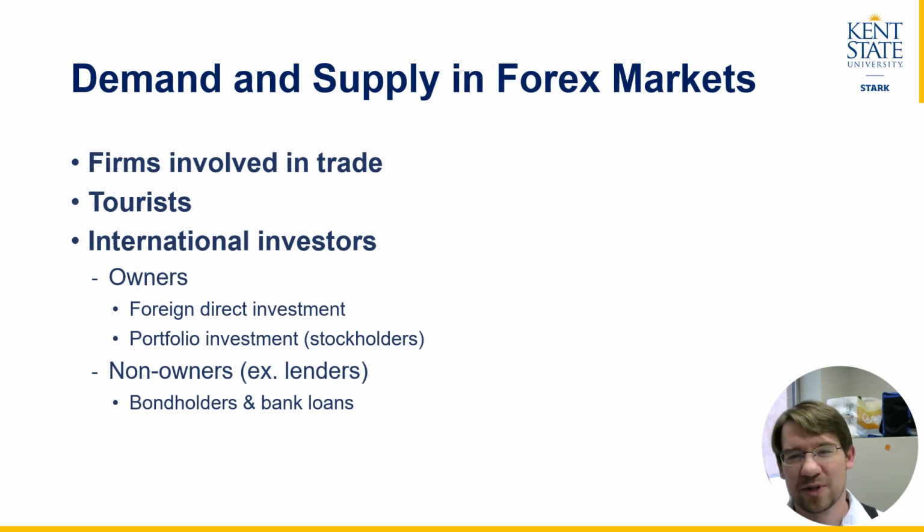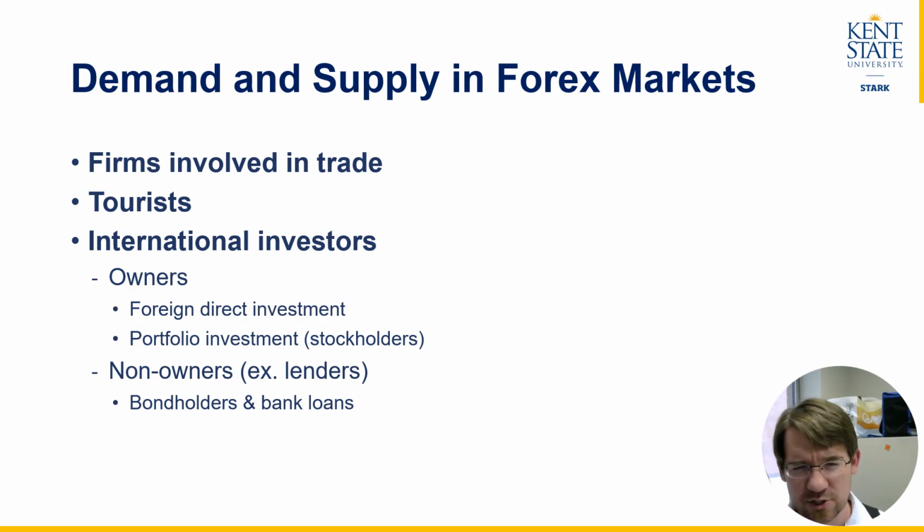So what do demand and supply look like in foreign exchange markets? It really comes from three sources: firms that are involved in trade, tourists, and international investors. Between these, I suspect international investors and firms involved in trade would be the most important for most economies, with the exception of small economies where tourism is an enormous part of what they do. But all of these are going to have a demand for and supply of multiple currencies that are going to be trading against each other.